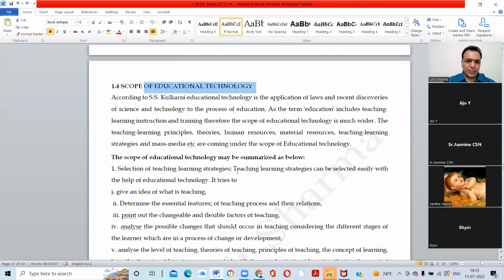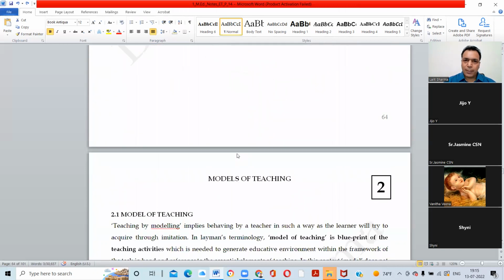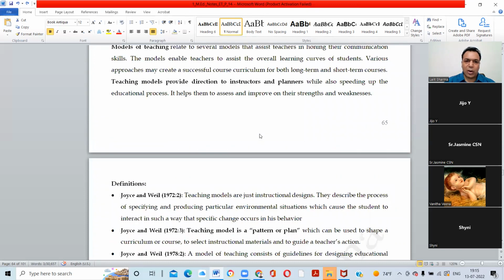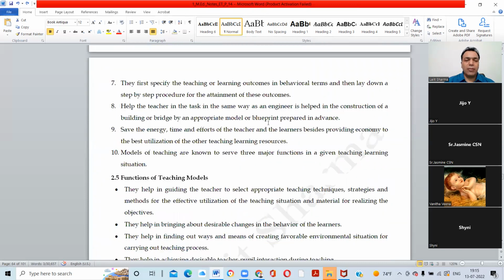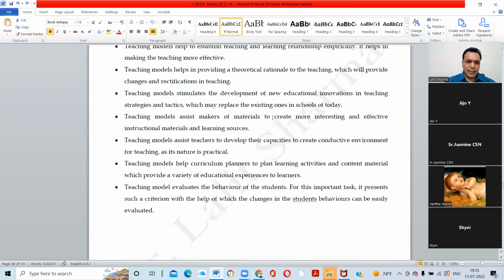Scope of education technology. So these are all the scope of education technology. You must learn, because questions can come. Last time the questions came: explain education technology, need and importance, and types of education technology. But this time the questions can come: define education technology, need and importance, and scope of education technology. So then guys, you must learn the scope of education technology, right? Models of teaching, guys, we have already discussed in the form of question and answer, right?